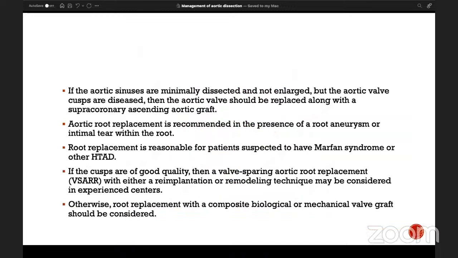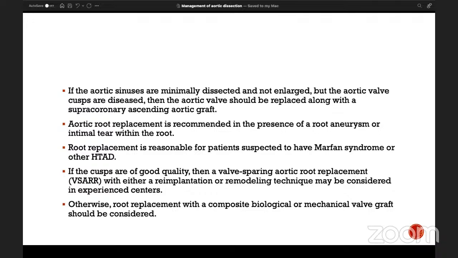So there are different scenarios that one may face in examining the aortic root. Either the aortic sinuses would be normal or minimally dissected and not enlarged, but the aortic valve cusps are diseased. Then in this situation, the aortic valve should be replaced along with a supracoronary ascending graft, leaving the root without intervention, or maybe just obliteration of the false lumen if it's present.